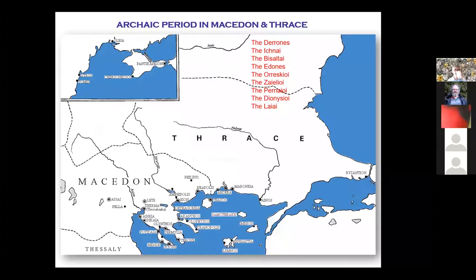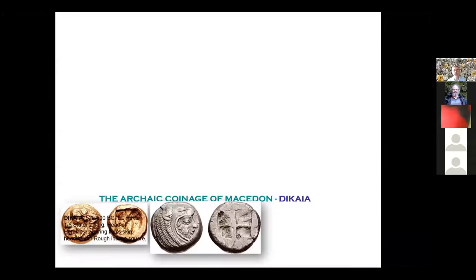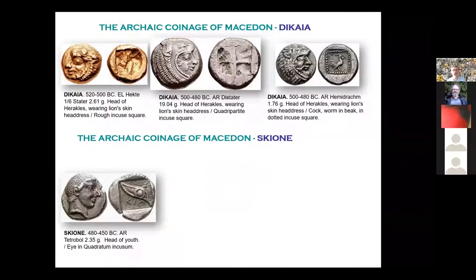Now we are heading to the northeast, Thrace and Macedon. There are so many cities that minted coinage in the Archaic period, but there are also these tribes that never became a city, but they were known and identified with their coinage. And I have some cities that I would like to talk about in this region.